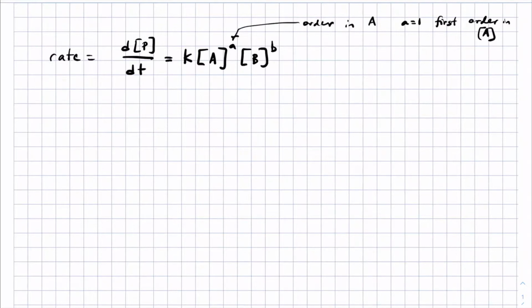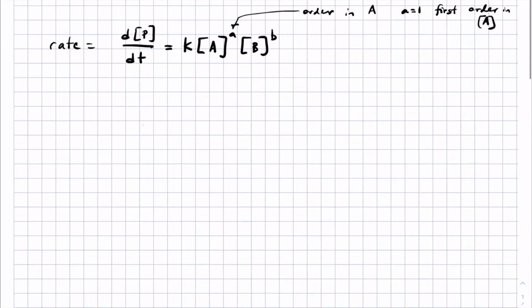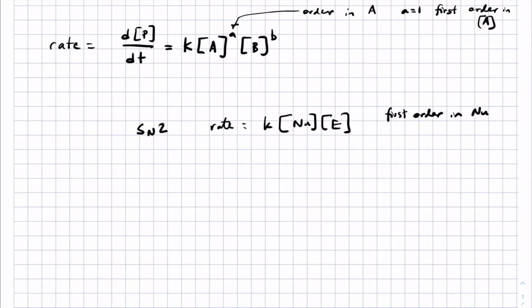but for reactions that have complicated mechanisms, it's possible that the observed rate law doesn't tell you how many molecules are involved in the rate determining step. If it's a single step reaction, then you can. For example, in the SN2 reaction, we observe that the rate equals some constant times the nucleophile concentration times the electrophile concentration. We say that the reaction is first order in nucleophile and first order in electrophile and second order overall.